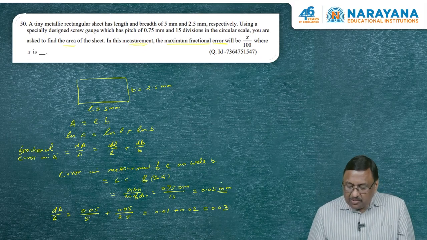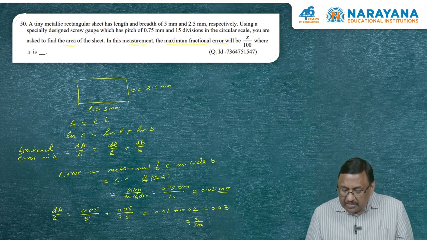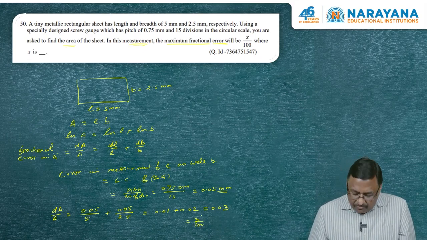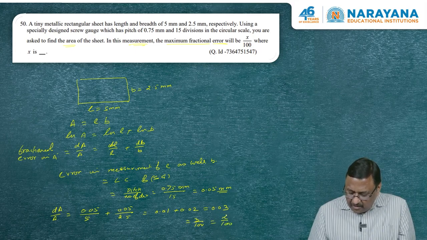He is asking in terms of x upon 100, which can be written as 3 divided by 100. I hope it is correct. Yes, that means the value of x, which is denoted in the question by x upon 100, is obviously going to be 3. So your answer should be x is equal to 3.